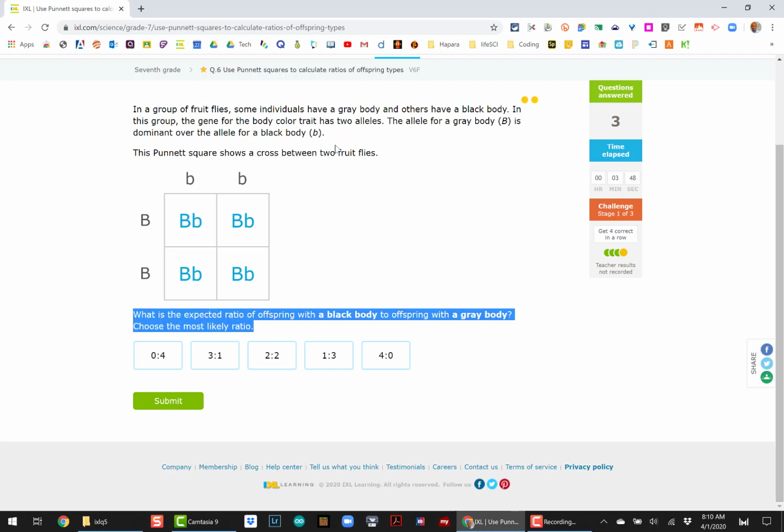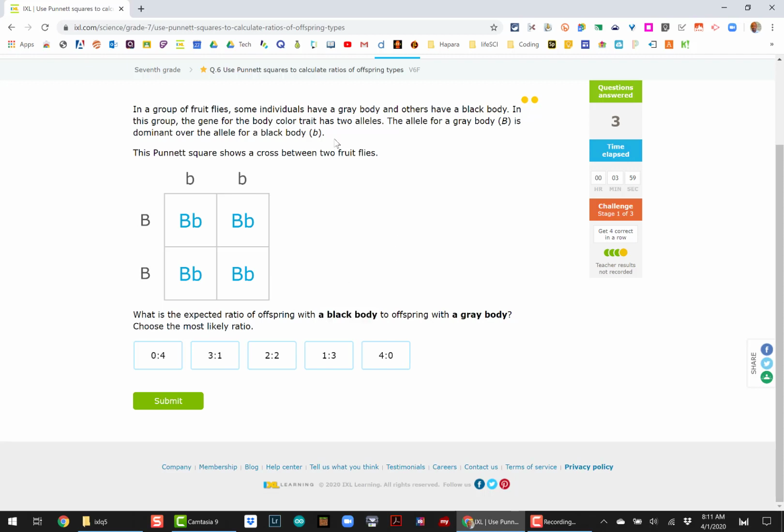Same information from the previous problem. What is the expected ratio of offspring with a black body to offspring with a gray body? So black body to gray body. Black body, again, is little b. None of these will be a black body because they all have the dominant gene in it. So it's 0 for black body to 4 for the gray body. So 0 to 4.